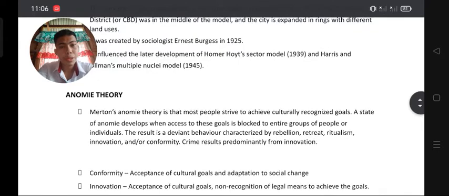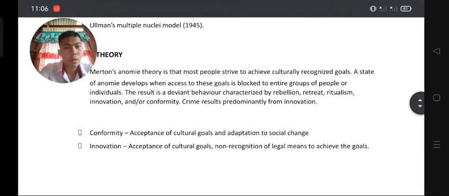Next is anomie theory. Merton's anomie theory holds that people strive to achieve culturally recognized goals. A state of anomie develops when access to these goals is blocked to an entire group of people or to individuals. The result is a deviant behavior characterized by rebellion, retreatism, ritualism, innovation, and or conformity. Crimes result predominantly from innovation.